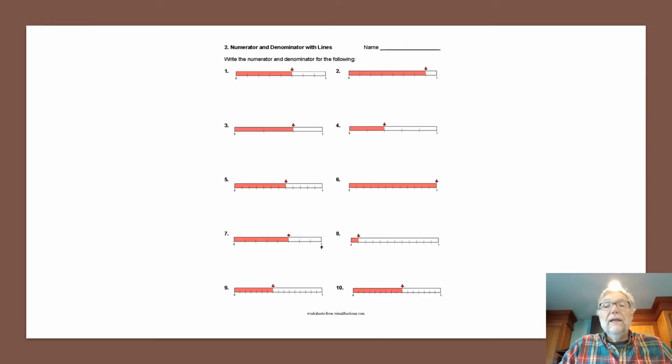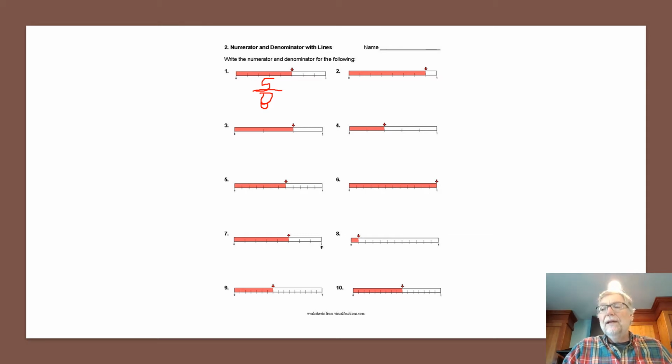The next worksheet is a number line. Again, let's take a look here. This is broken up into 1, 2, 3, 4, 5, 6, 7, 8, 8 equal parts. And how many are shaded equally in red? 1, 2, 3, 4, 5. So our fraction would be 5/8.